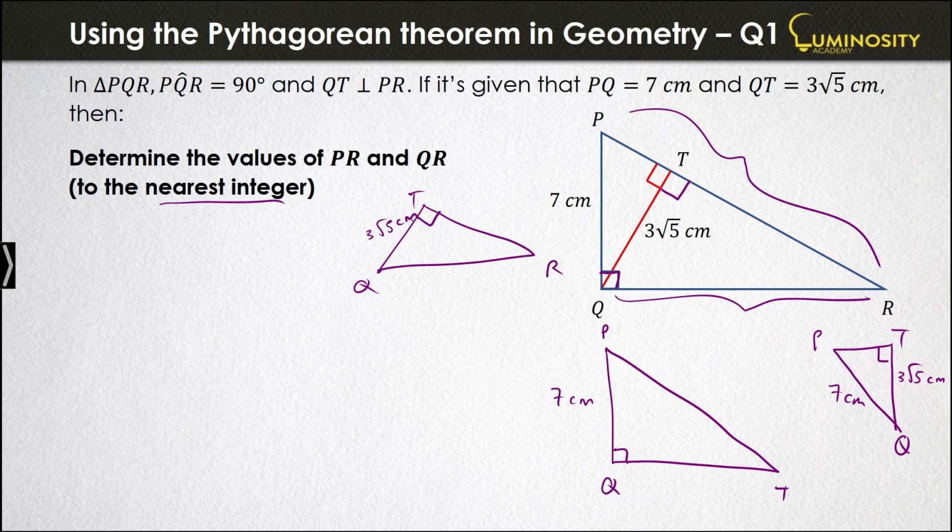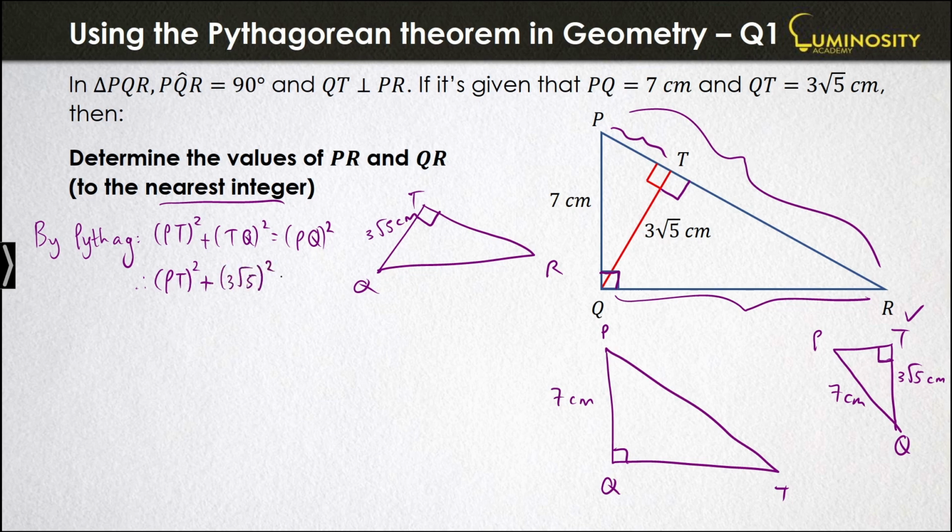Okay. So looking at these 3 right angle triangles, the one that has the most amount of information I would say is this one here, PTQ. So we can actually work out the length of PT rather easily using the Pythagorean theorem because we know this is a right angle triangle. So by the Pythagorean theorem, we have that PT squared plus TQ squared equals PQ squared. So we have PT squared plus 3 root 5 squared equals 7 squared.